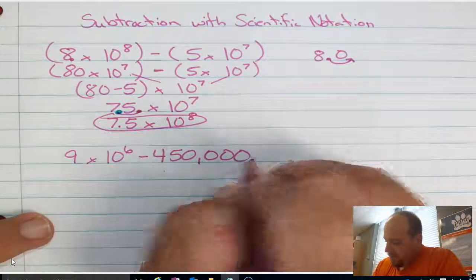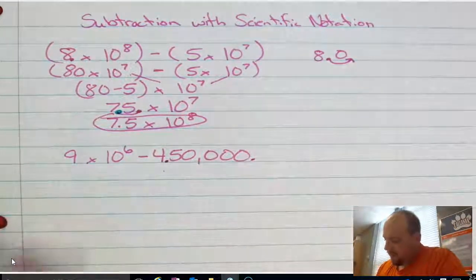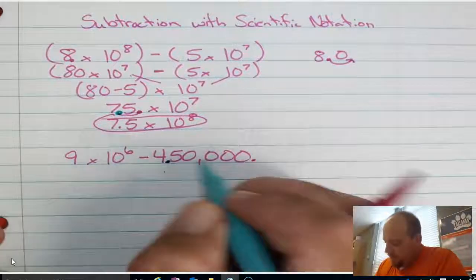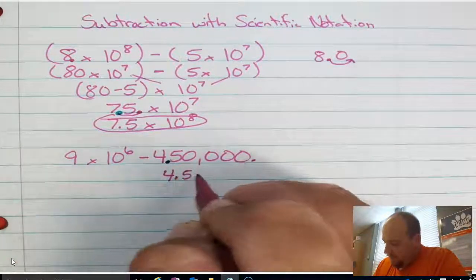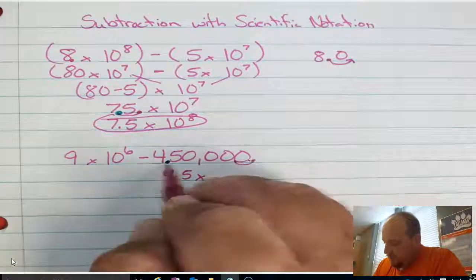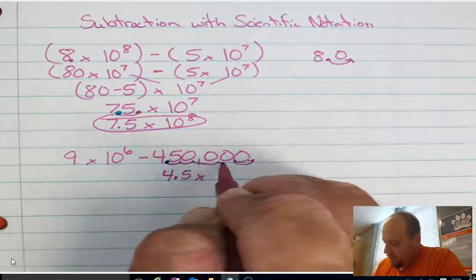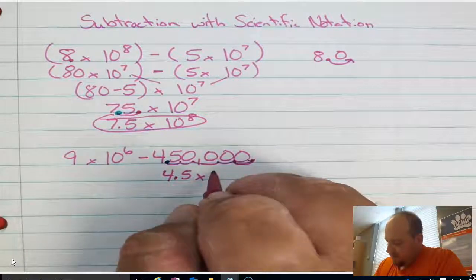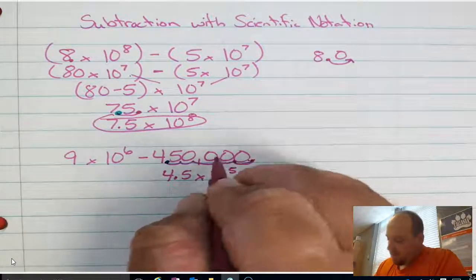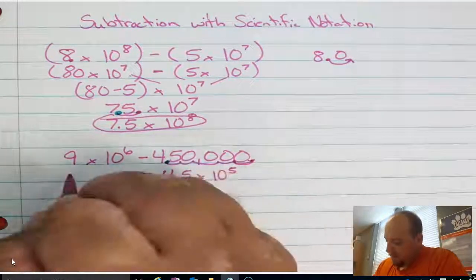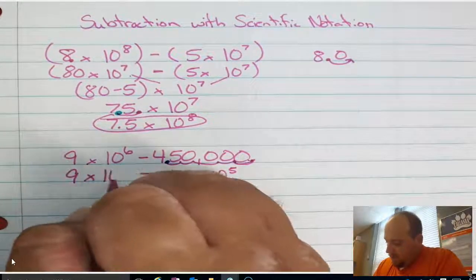So the decimal is right here. It's going to move to right there. So here's the location that it's going to be moving. So my new number is going to be 4.5 times, how far did it move? 1, 2, 3, 4, 5. So I'm going to have 10 to the 5th. So I got 4.5 times 10 to the 5th because that's what's equal to 450,000. I'm going to go ahead and rewrite this one now.